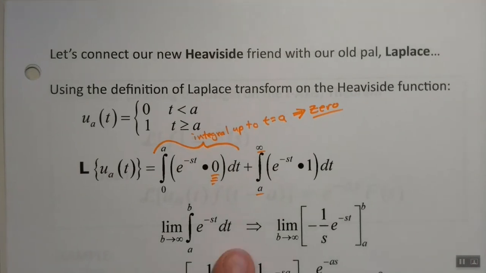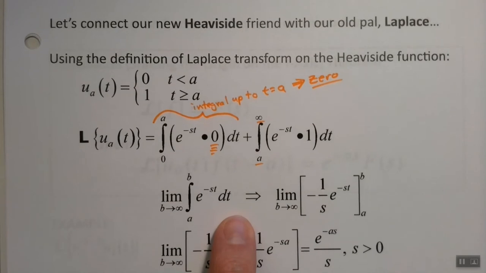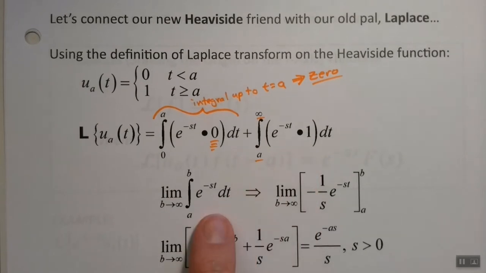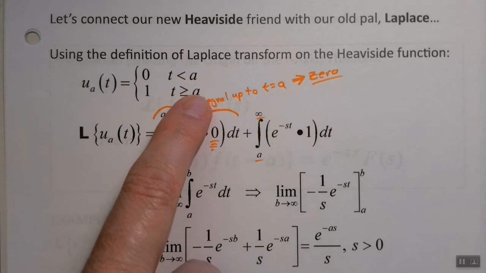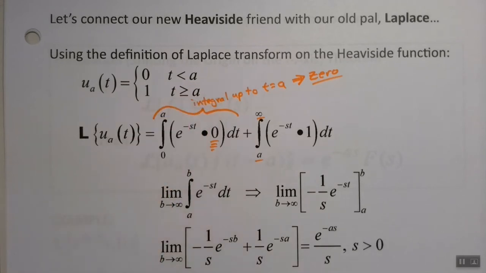So we can go through the same rigmarole that we did before for a constant value and find that the Laplace transform of the Heaviside function really depends on what that value is. At what point in time is the switch getting thrown? Because that point in time determines the value of your exponent on the output.